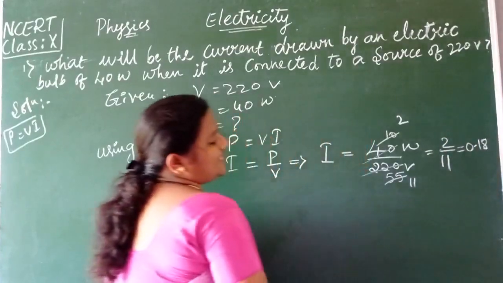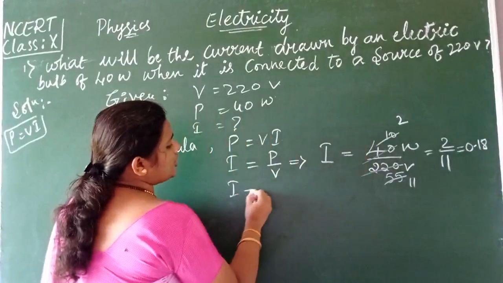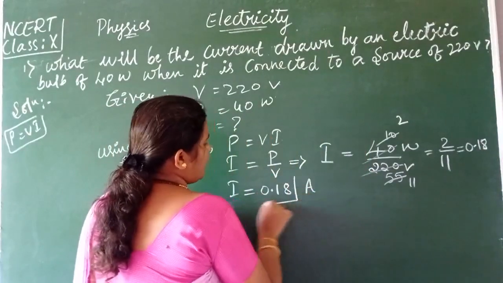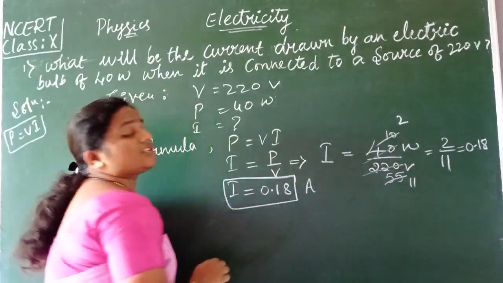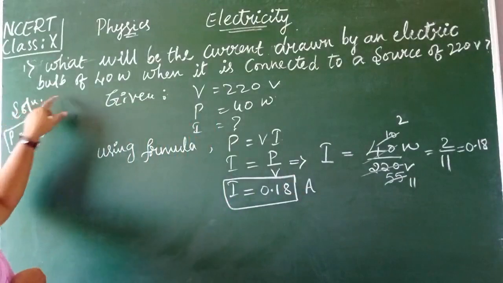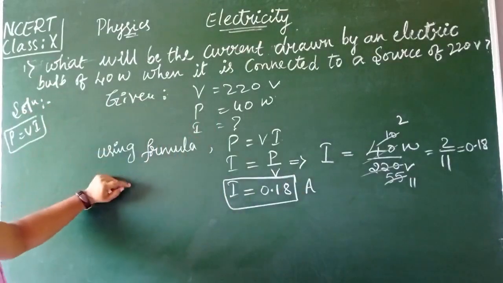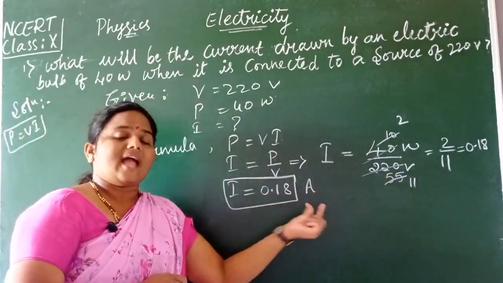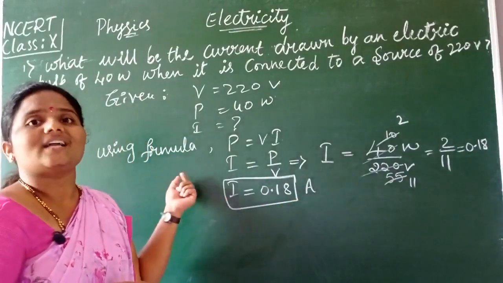0.18. Isn't it, children? So how many amperes of current do we need? 0.18 amperes of current is drawn here. In order to work that electric bulb, how many amperes of current is used, children? 0.18 amperes of current is used here.